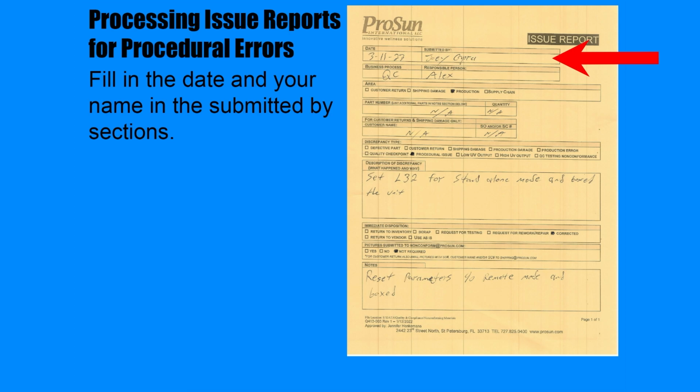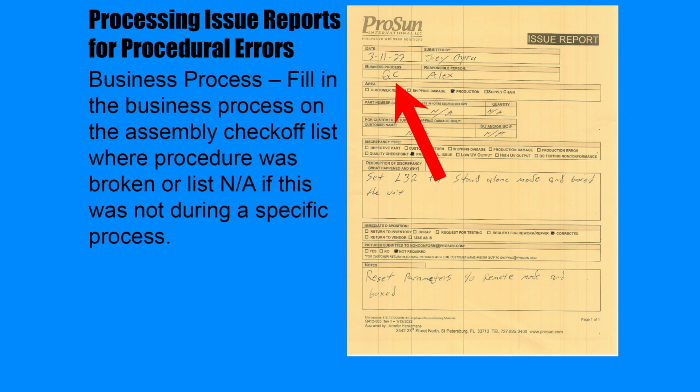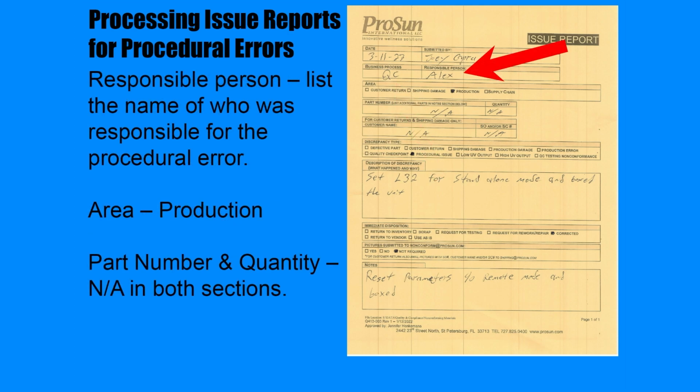Fill in the date and your name in the Submitted By section. Fill in the business process on the assembly checkoff list where procedure is broken, or list not applicable if this was not during a specific process. For a responsible person, list the name of who was responsible for the procedural error. In area, select production. In part number and quantity, put not applicable in both sections.